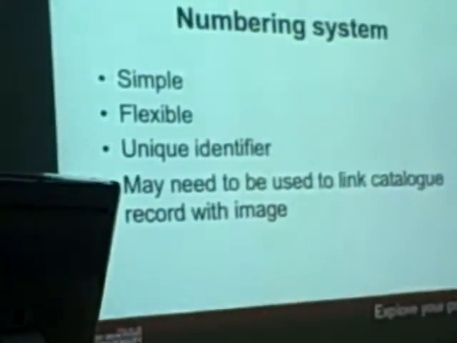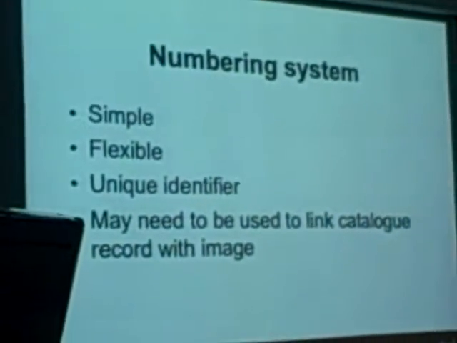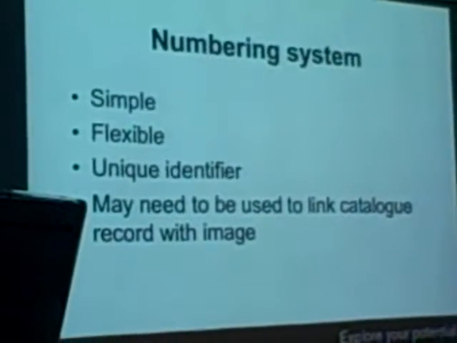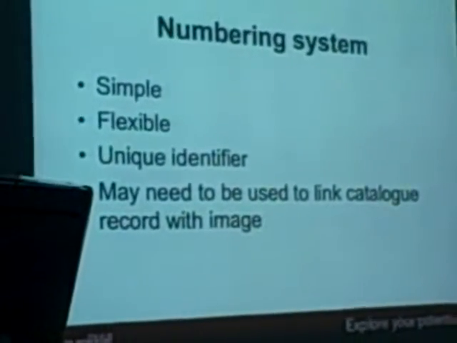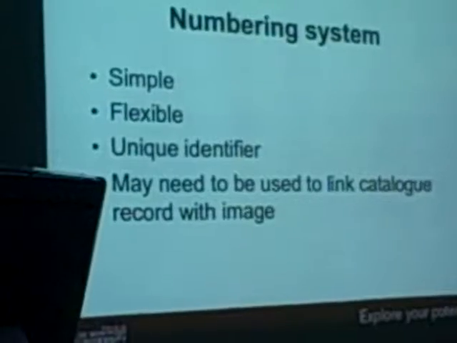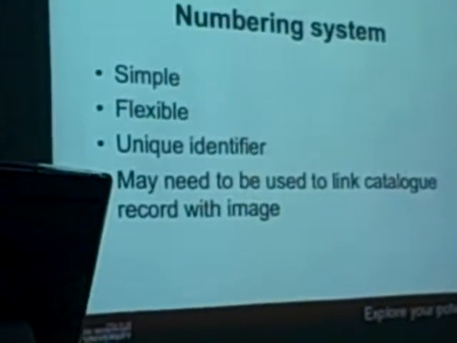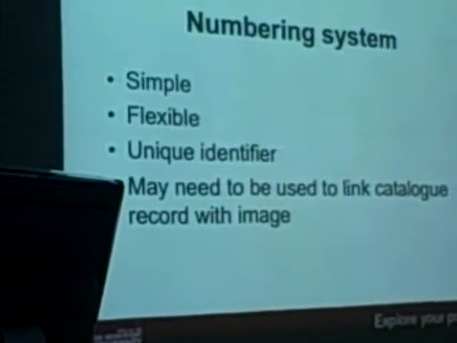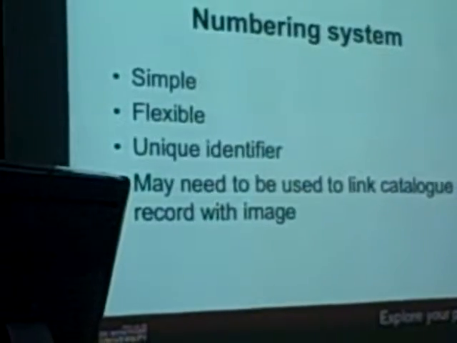Numbering systems. Try to keep them fairly simple. Try to keep them relatively flexible, because you may find that extra material comes in that needs to be added on. Each item needs to have a unique identifier, particularly if you're going to be linking that written catalogue record or typed catalogue record with a scanned image that goes with it. So you've got all of those things to think about.